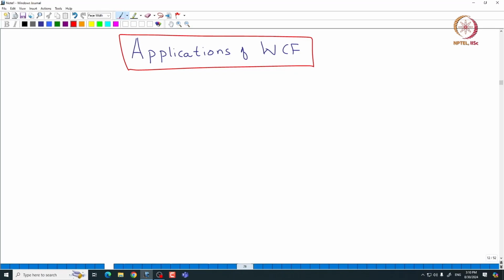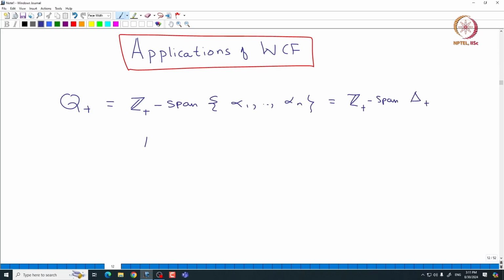Let's fix some notations. Recall what is this cone Q plus. This Q plus is nothing but the Z plus span of all simple roots alpha 1 etc. alpha n. This is also the same as the Z plus span of the positive roots Delta plus. Let us fix this notation: Delta plus is equal to beta 1 etc. beta n, where n is the number of positive roots.